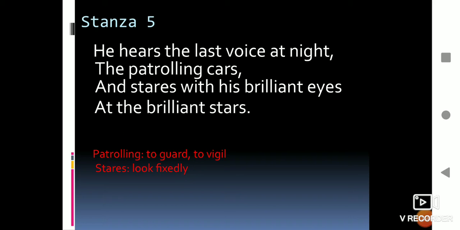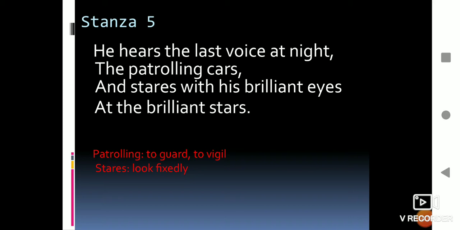We come to the last stanza. He hears the last voice at night, the patrolling cars, and stares with his brilliant eyes at the brilliant stars. Now, patrolling cars: patrolling means in the night the guards do patrolling. They do patrolling means they are guarding, they are doing vigilance. And so these patrolling cars take rounds of the whole zoo to see that everything is fine for the safety and protection.